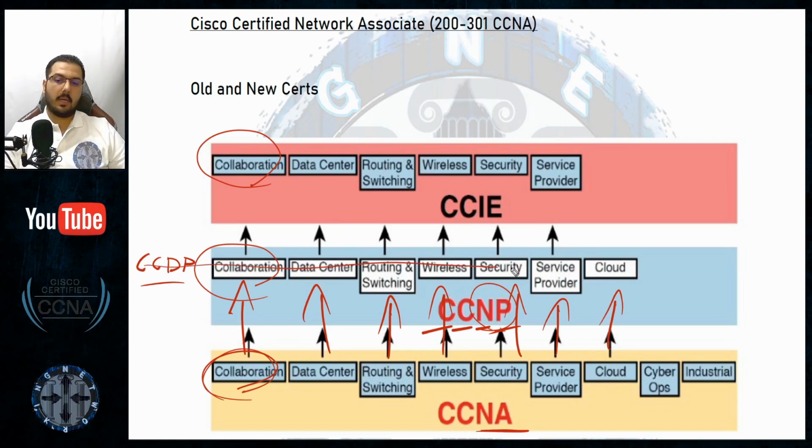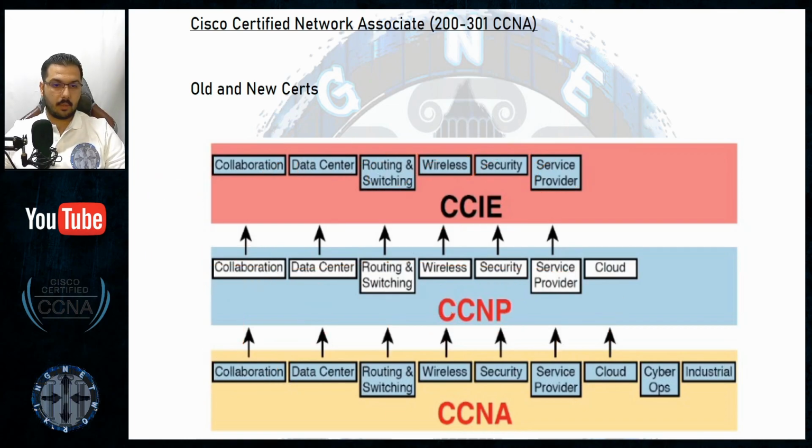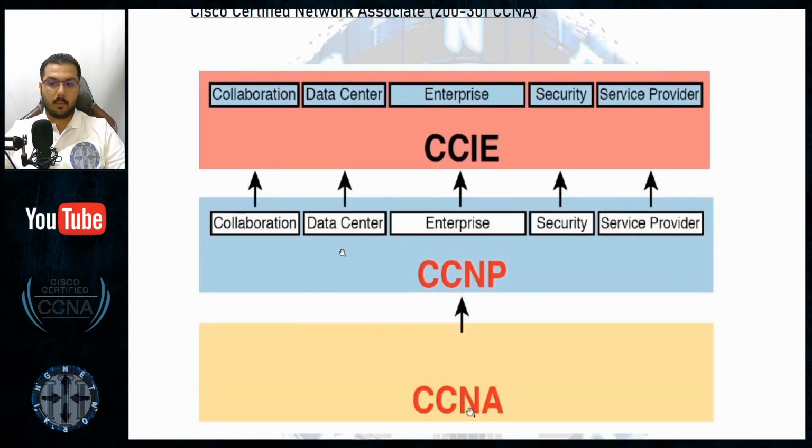Yes, all of them are deleted in the new system, but just before they got deleted, they had their expert degree, their PhD. There was a CCIE for collaboration, for data center, routing and switching, wireless, security, service provider, and there is still actually the Cisco CCDE. This one is always out of the line. Cisco does not want to combine it with these classic tracks because it's different, and that's why it's isolated.